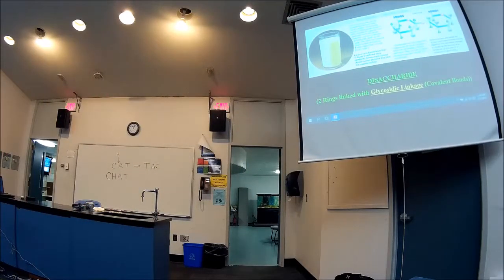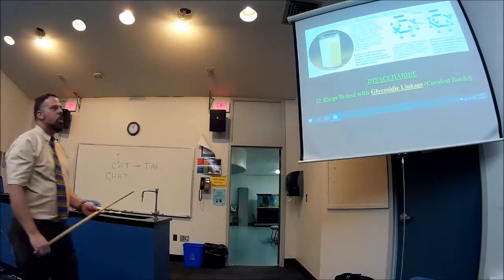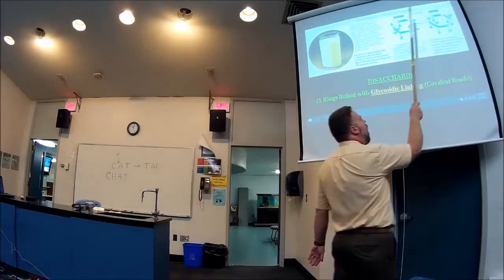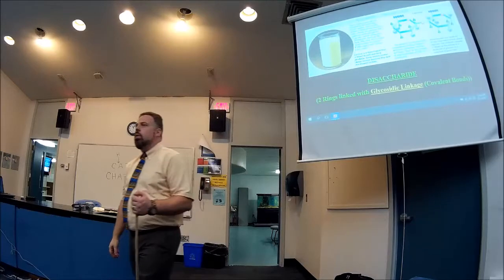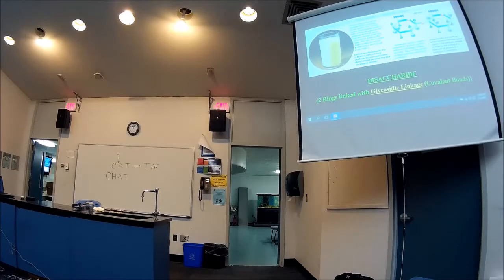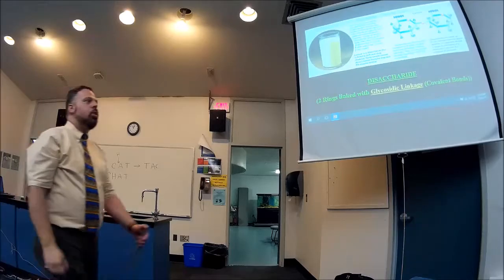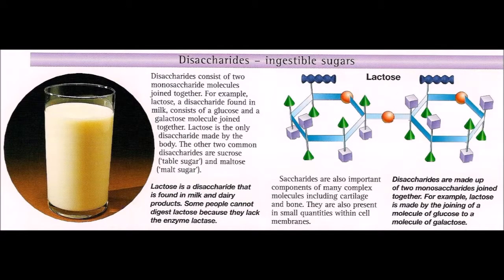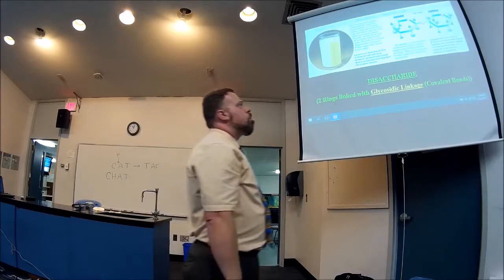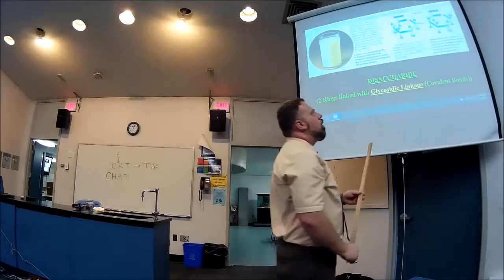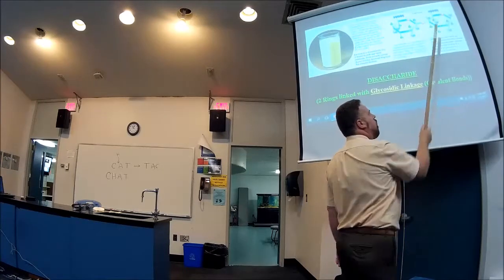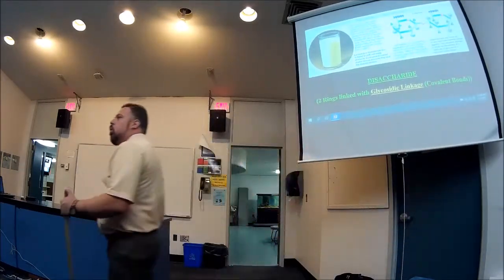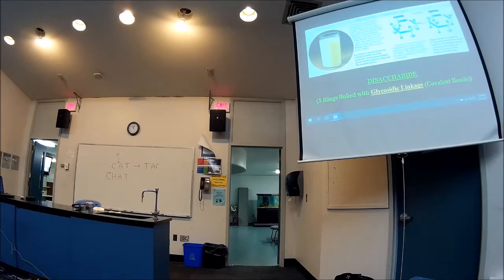We also have a disaccharide. And a disaccharide is 2 monosaccharides with a bond in between them. A covalent bond. But specifically, this one's called a glycosidic linkage. And basically, lactose, which is this, is made of 1 glucose molecule and 1 galactose molecule. When you drink milk, you are actually drinking lactose sugar.